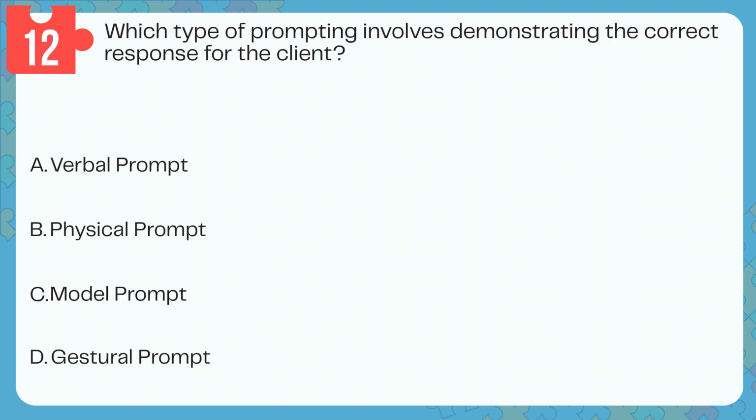Question 12. Which type of prompting involves demonstrating the correct response for the client? A. Verbal prompt. B. Physical prompt. C. Model prompt. D. Gestural prompt.